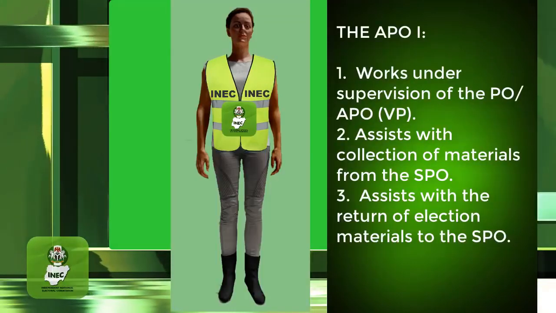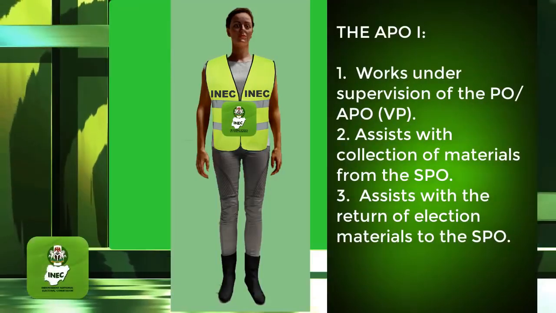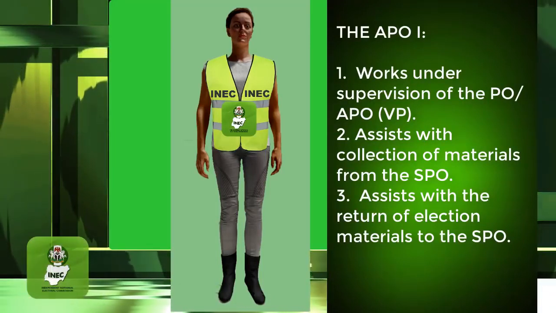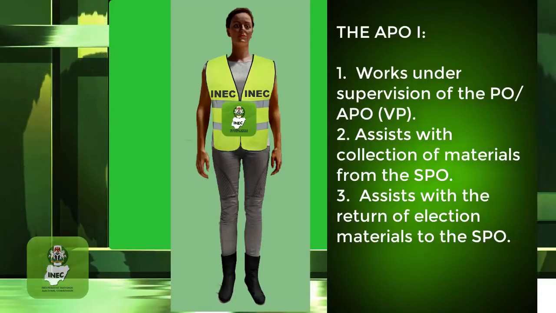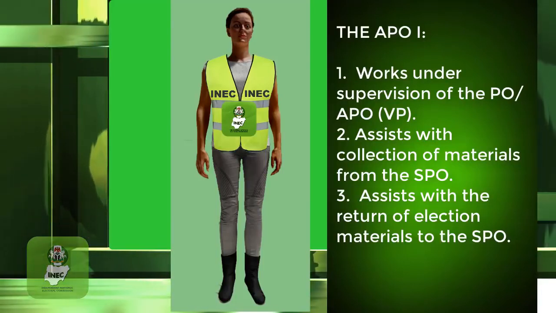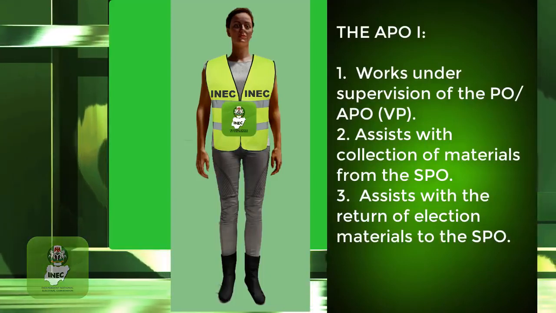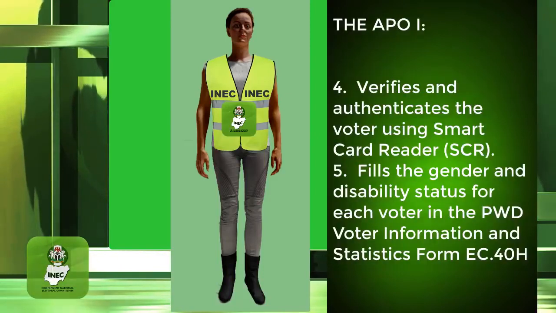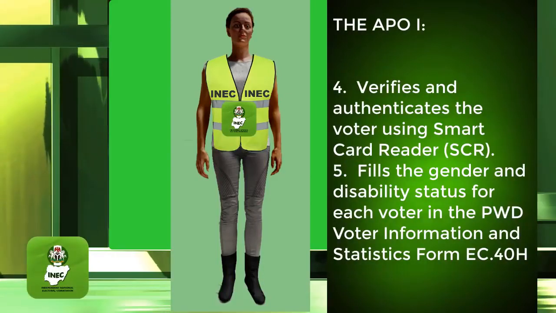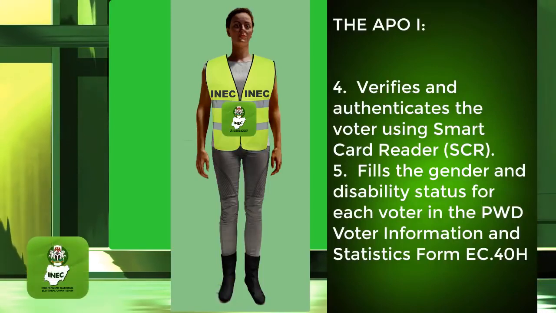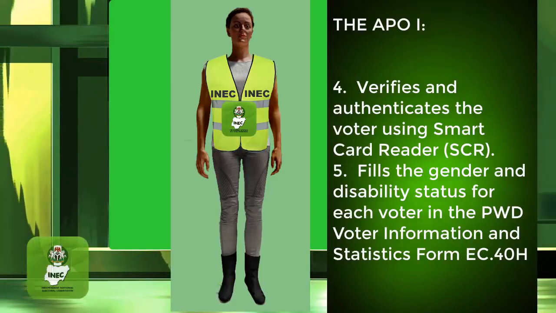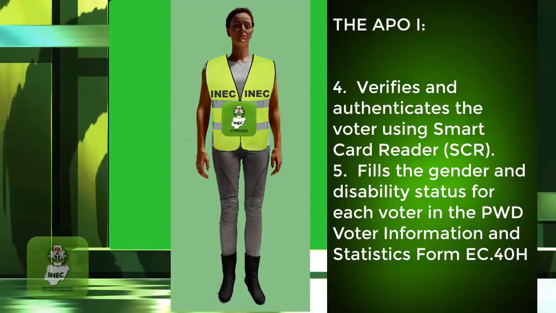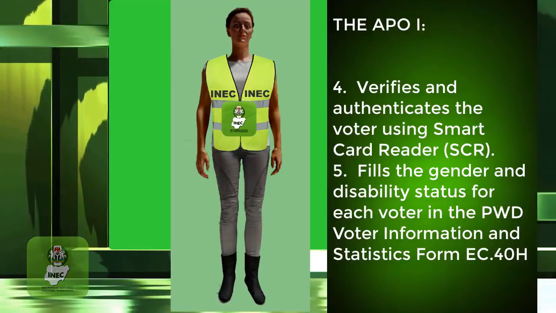The APO1. 1. Works under the supervision of the PO or APO VP. 2. Assists with collection of election materials from the SPO. 3. Assists with the return of election materials to the SPO. 4. Verifies and authenticates the voter using Smart Card Reader, SCR. 5. Fills the gender and disability status for each voter in the PWD Voter Information and Statistics Form, EC40H.